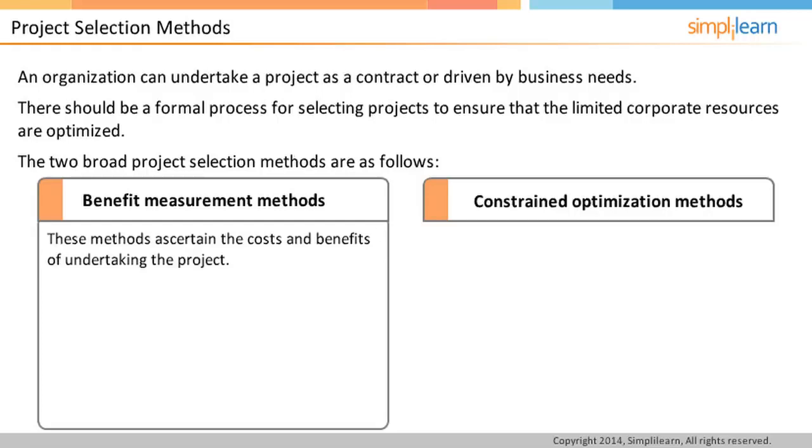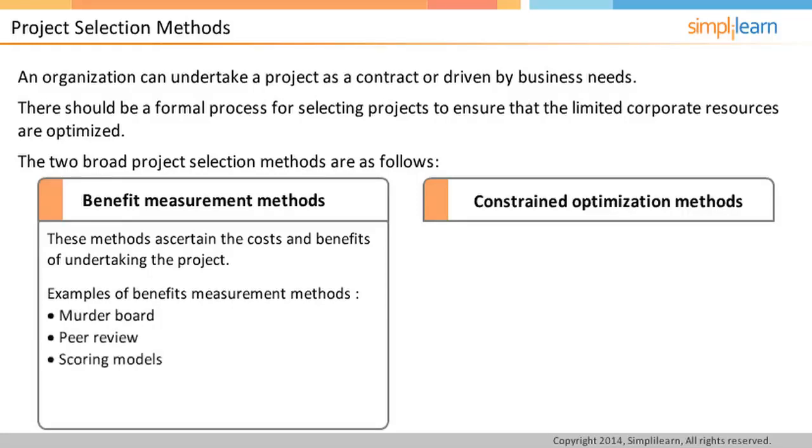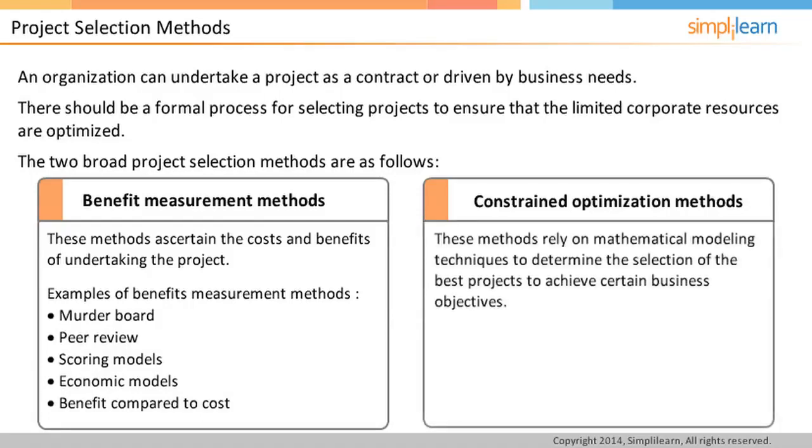Broadly, the benefit measurement methods focus on ascertaining the costs and benefits of undertaking the project. The methods under benefit measurement include murder board, where a panel of experts shoots down a new project idea, peer review, scoring models, economic models, and benefit compared to cost. The constrained optimization methods rely on mathematical modeling techniques to determine the best selection of projects to achieve certain business objectives. The methods of constrained optimization include linear programming.